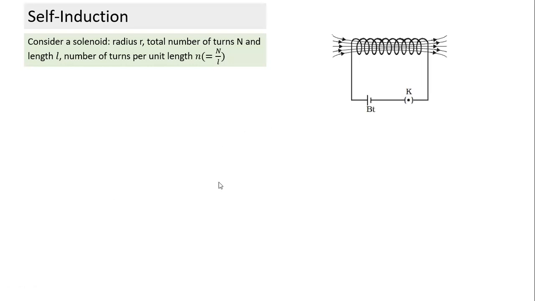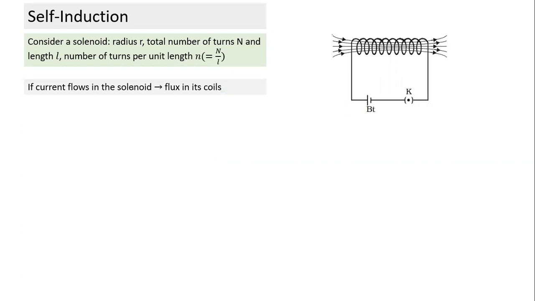So let's consider a solenoid. A typical solenoid: let the radius be R, the total number of turns be N, and the length be L. Many times we are more concerned about the number of turns per unit length. So the small n, in the normal convention, will be the total number of turns divided by the length of the solenoid.